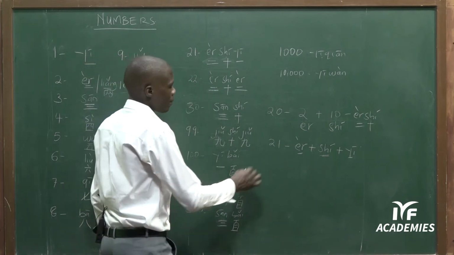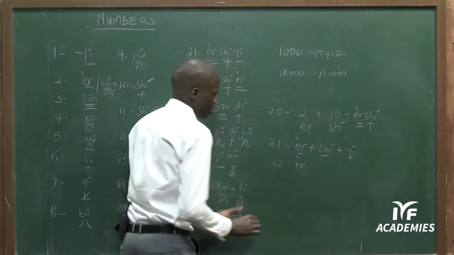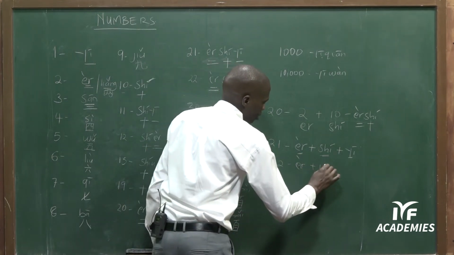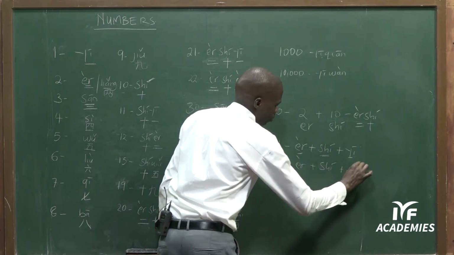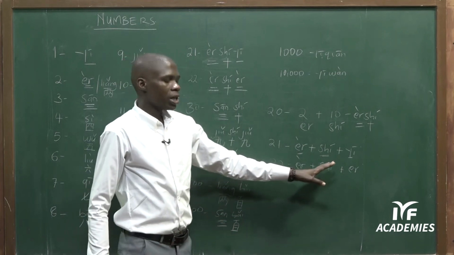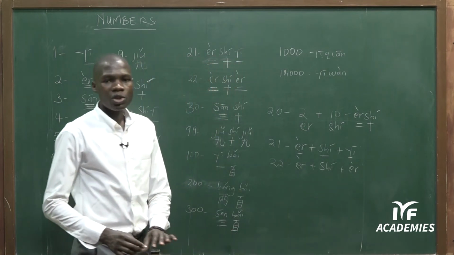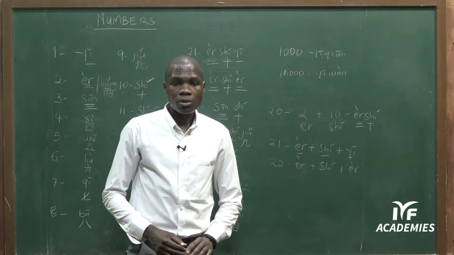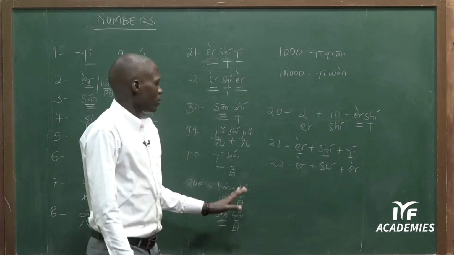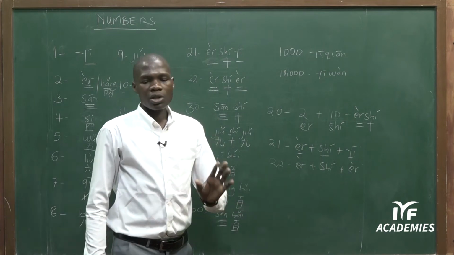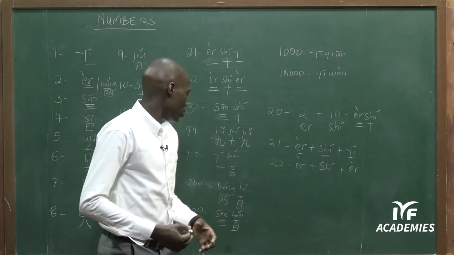22 is also the same. 22 becomes er, which is 2, then shi, which is 10, plus er, which is 2. So er shi er. This one is going to apply to all numbers from 20 to 99. So we are going to use the same criteria to come up with those numbers.